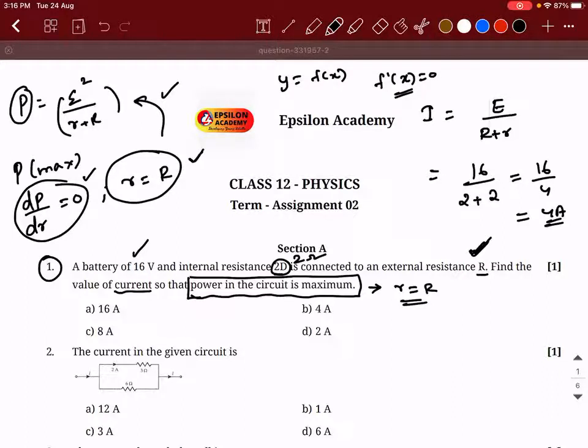Was it Anandita who told me to use the formula E square divided by 4R? Yes, sir. I'm seeing your sheet, but it should not be E square by 4R. It should have been E square by 2R. Okay, sir.